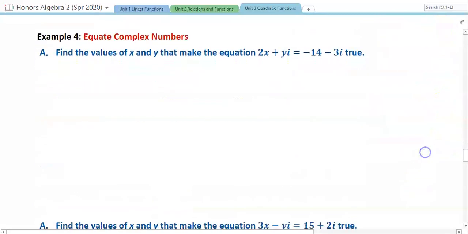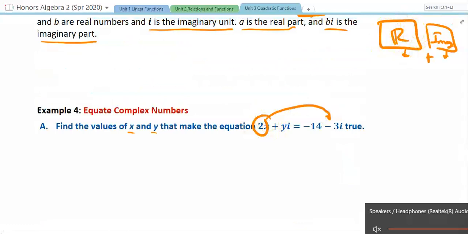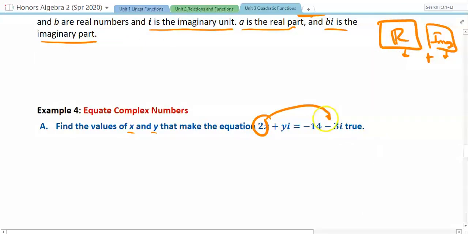And so we're going to look at a little bit of an interesting example here to start. We want to find values for x and y that are going to make this statement true: 2x plus yi is equal to negative 14 minus 3i. Now, it seems like a crazy complicated problem. I got 2 variables here, but how can I solve this? The key is that the real part can only deal with the real part. So the 2x has to be equal to, not the negative 3i, but the negative 14.